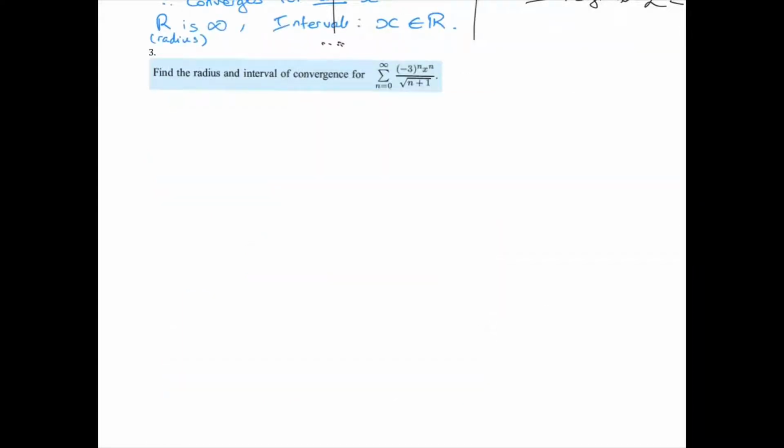Find the radius and interval of convergence for this thing. Girls, where are we going to start? Ratio test. And, okay, you go, I'll go, and let's meet once we've done the limit bit, all right? So, what's the first thing you're writing down? Tell me. a n equals x to the n over root n plus 1. Yep. Wait, and minus 3. Isn't it?